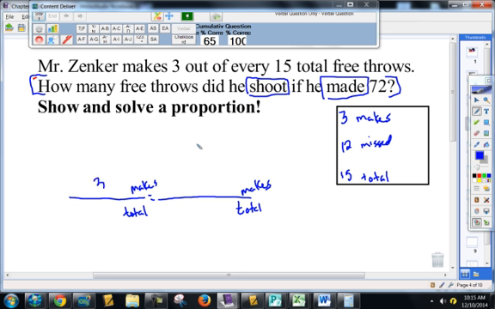I know that Mr. Zenker made 3 out of 15 total. Okay, now I'm going to just put on my real information. This is where the mistake happened. A lot of you didn't realize you're trying to put 72 here. It didn't say he shot 72 total shots, did it? Did it?